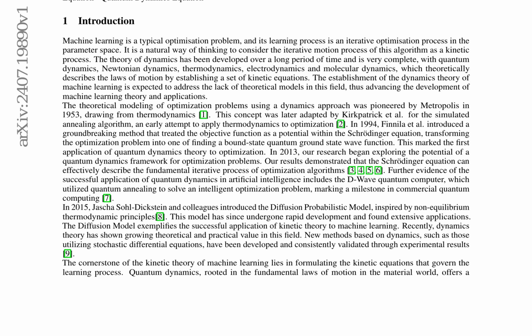The diffusion probabilistic model has undergone rapid development and found extensive applications, exemplifying the successful application of kinetic theory to machine learning. The authors emphasize the importance of formulating kinetic equations that govern the learning process, and quantum dynamics offers a promising approach to machine learning, providing a rigorous theoretical foundation and potential support for quantum computer implementations.